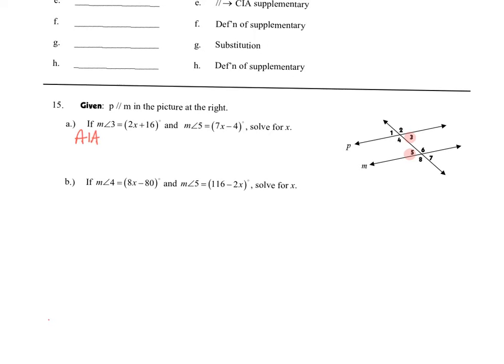And so we can say that angle 3, which is represented by the algebraic expression 2x plus 16, is equal to angle 5, which is represented by 7x minus 4. And then we can solve that equation: move all the variables to one side, move all the constants to the other side, and divide to get that x is equal to 4.